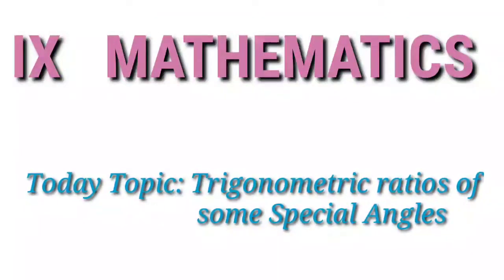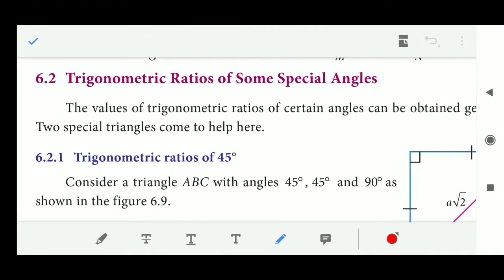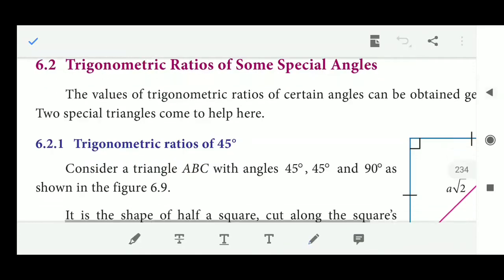On the continuation of Introduction to Trigonometry, in today's class we are going to learn about the trigonometric ratios of some special angles. Some special angles means 0 degree, 30 degree, 45 degree, 60 degree and 90 degree. In this, first we are going to see the ratios of 45 degree.